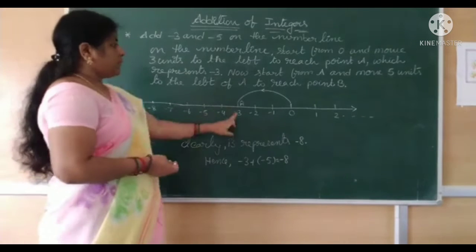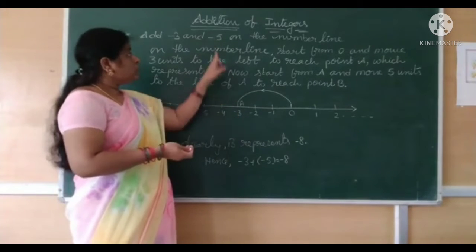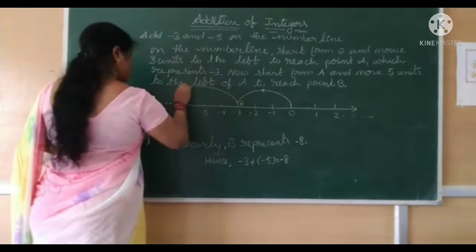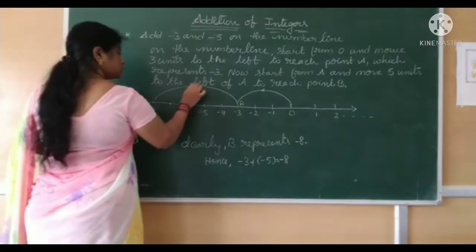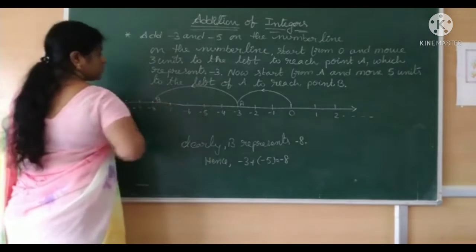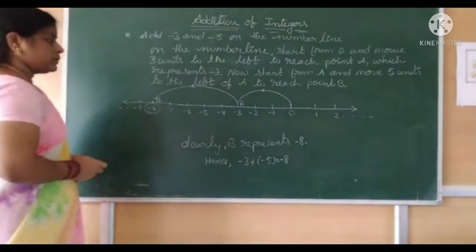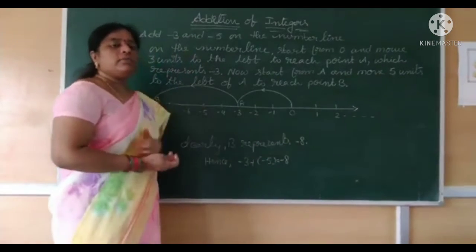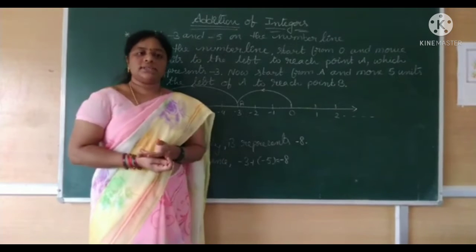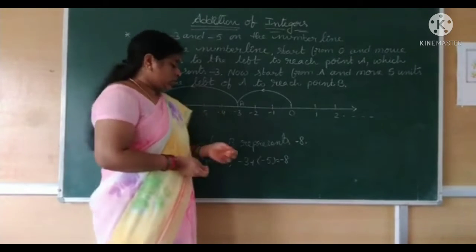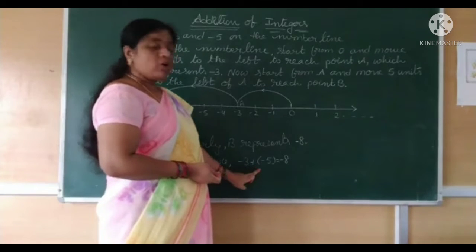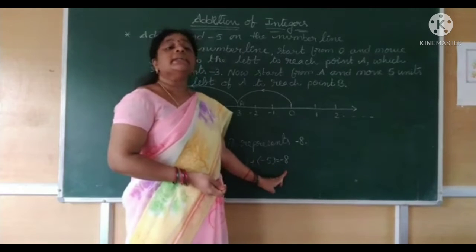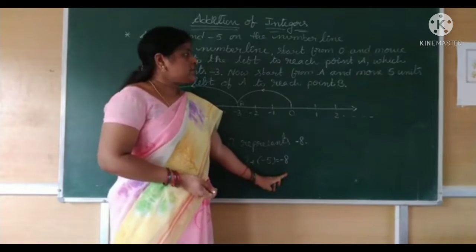A represents minus 3. Now start from A and move 5 units to the left of A. We reach B, which represents minus 8. Clearly B represents minus 8. So when we add 2 negative integers, the result is also negative. Hence minus 3 plus minus 5 equals minus 8.